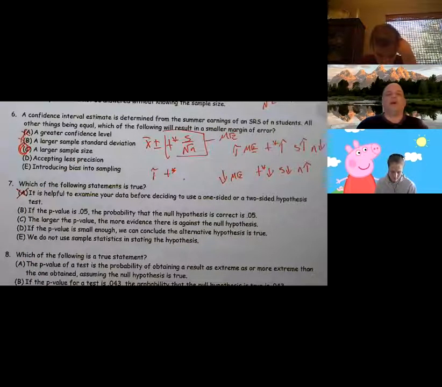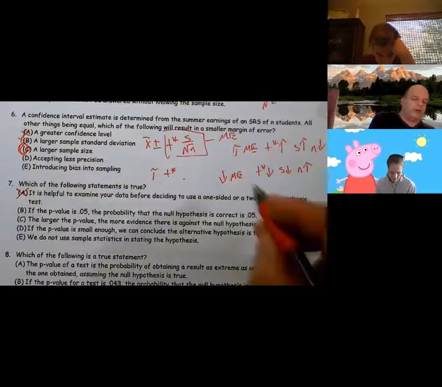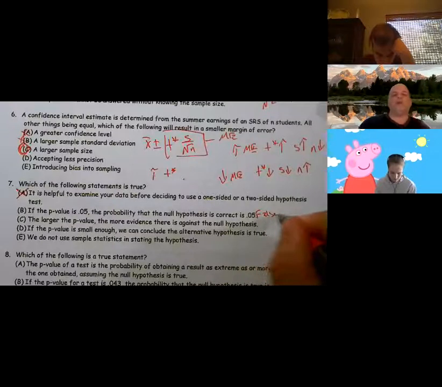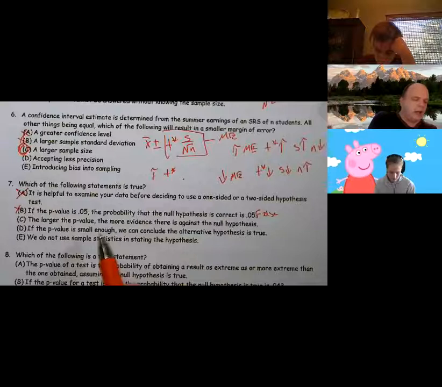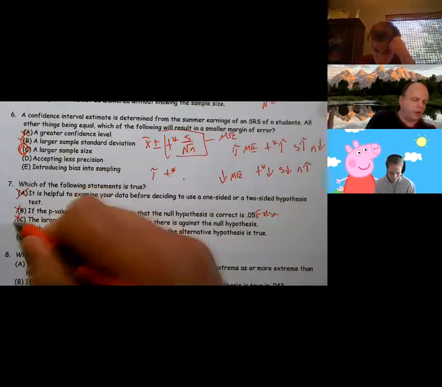If the p-value is 0.05, the probability the null is correct is 0.05. That's false. The p-value is the probability you get a test statistic as extreme or more extreme given the null is true. So if the null is true, there's a 5% chance we'd get a test statistic like this. So that's false. The larger the p-value, the less evidence there is. The smaller the p-value, the more, but the larger, the less. So this is also wrong.